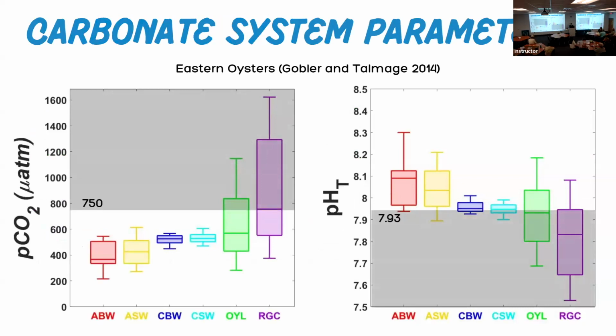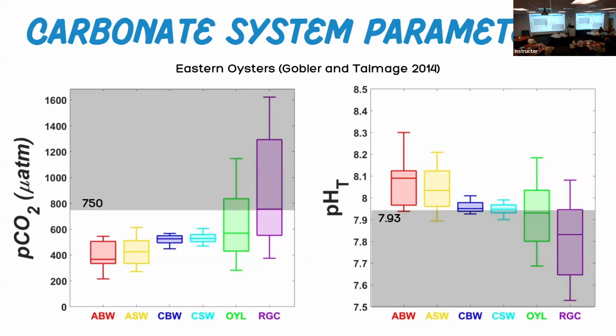Now looking at two of the parameters that we calculated. These are box plots, which represent the ranges for the entire sampling period, with the middle of the box being our median value for the entire sampling period. The volunteer monitoring sites are our green and purple boxes. The green is Oyster Landing, and the purple is Rum Gully Creek. We're looking at partial pressure of carbon dioxide and pH total, the pH scale that we calculated.